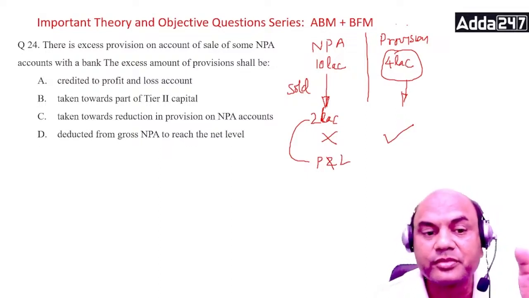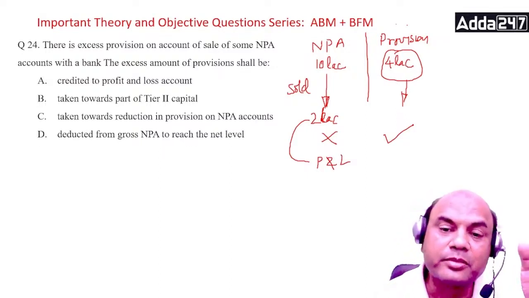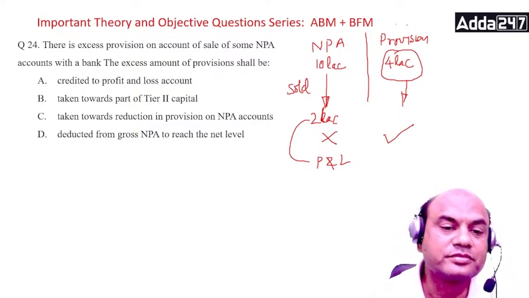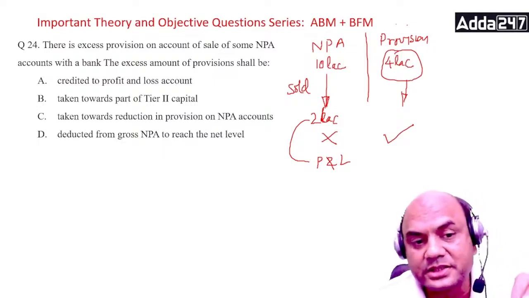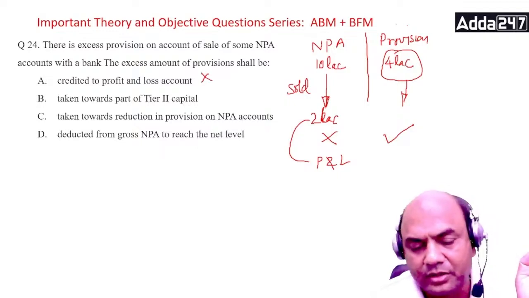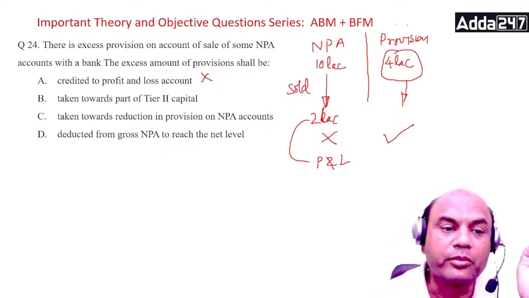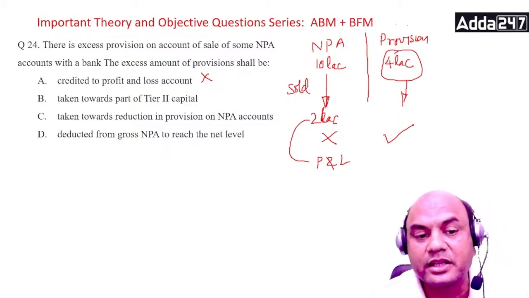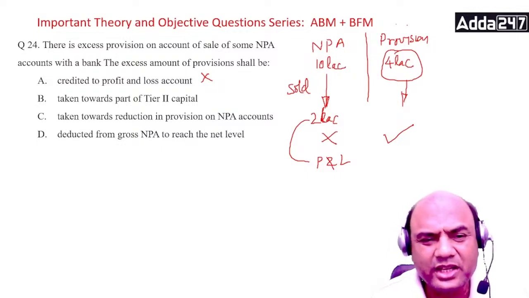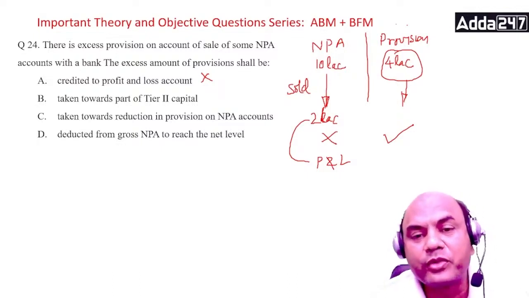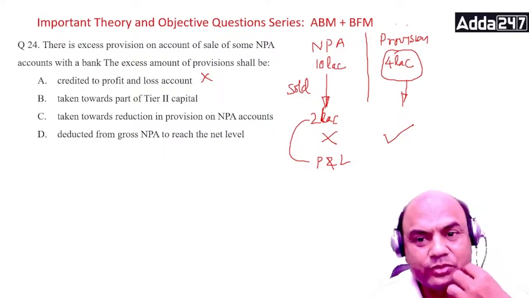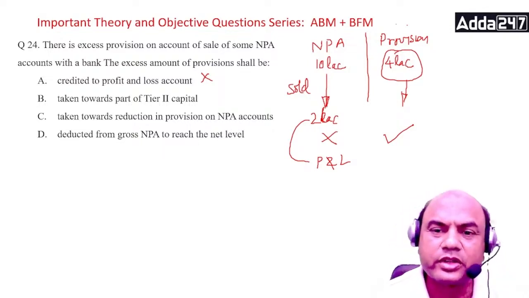But what about this provision? Let me see the comments of yours. What are you guys saying? Very typical answer. See here, I'll give you the first hint. Answer is not A. It won't be credited to P&L account. Okay, so that's out. Now B, C or D. Taken towards reduction in provision on NPA accounts. See, every loan has a specific provision for itself. So you can't adjust one provision for the other. It is always on one-to-one basis.